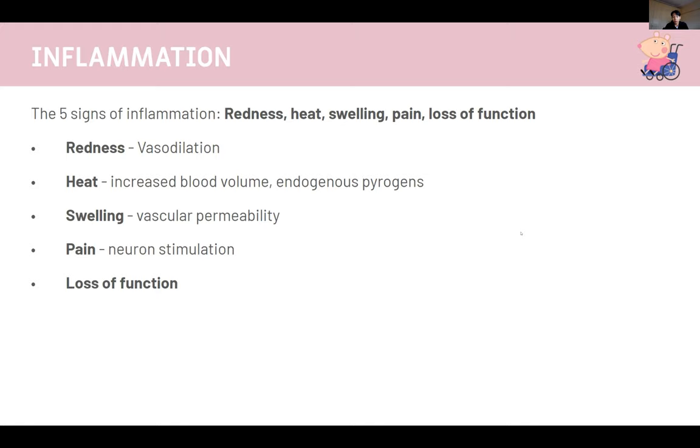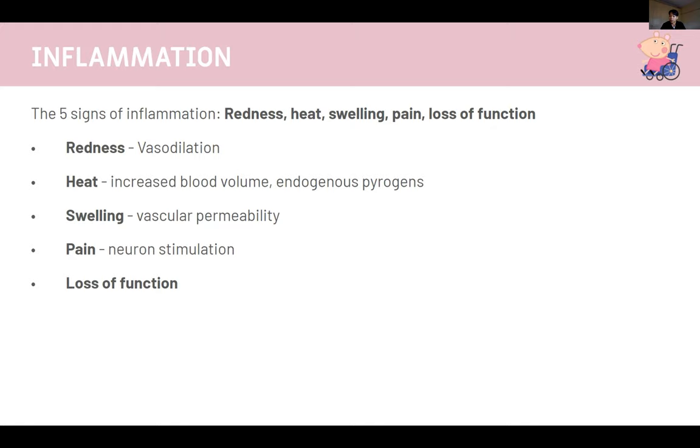And inflammation is another process that our body uses to protect against microbes. So we have five signs. This is important and will be drilled into you. The five signs are redness, heat, swelling, pain, and loss of function.